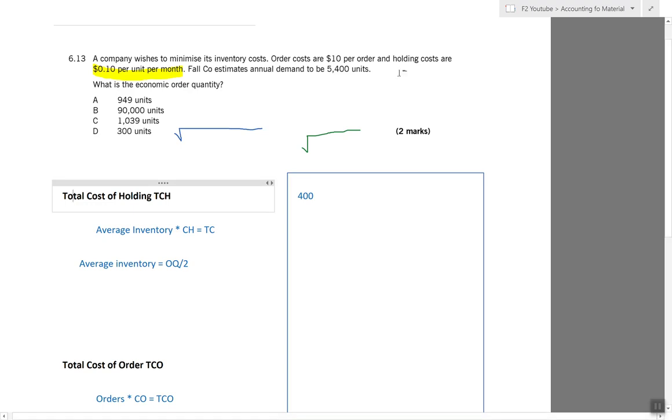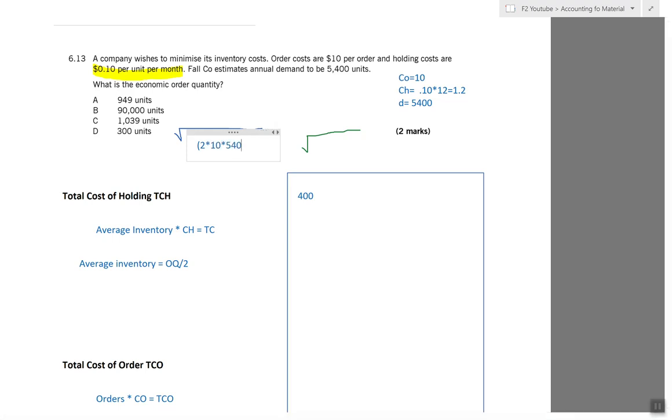Okay, first we have to find our ingredients. We have the CO, which is 10. We have the holding cost, which is 0.10. But remember, it is per month, so we have to multiply by 12 to convert it to year. Everything has to be in years. And then we have demand, which is 5,400. Okay, so economic order quantity would be 2 multiplied by CO multiplied by 5,400 divided by 1.20.